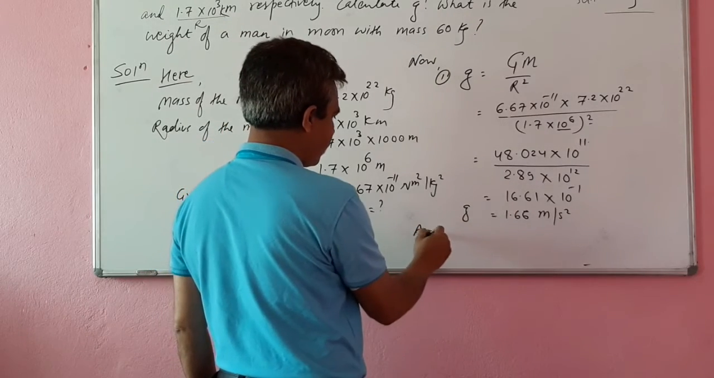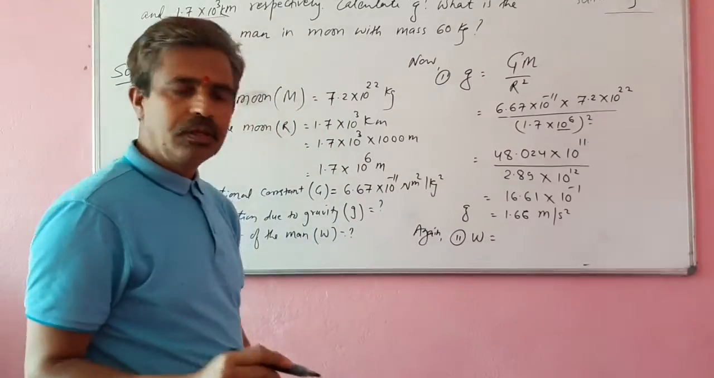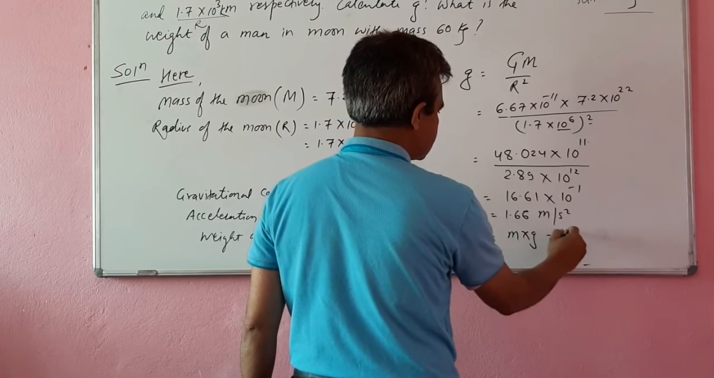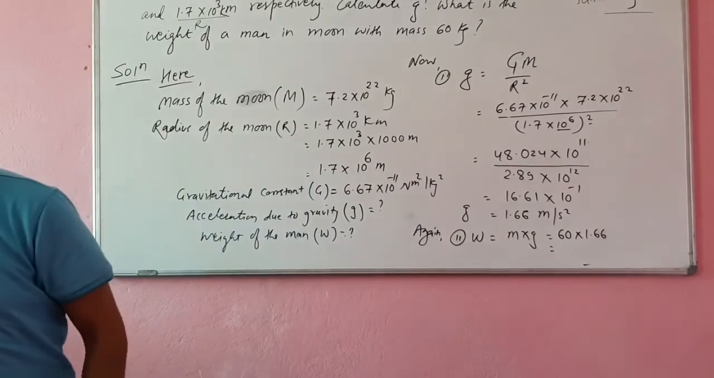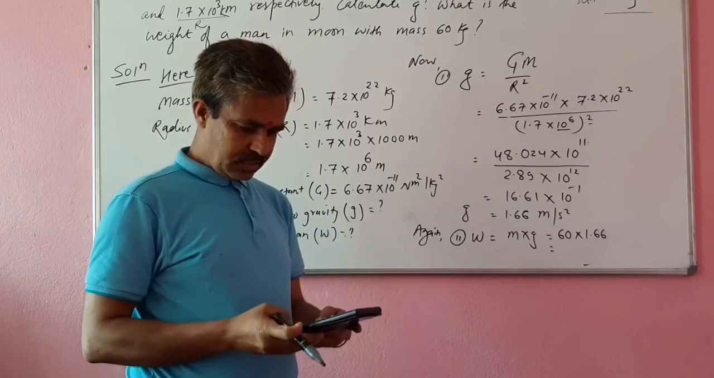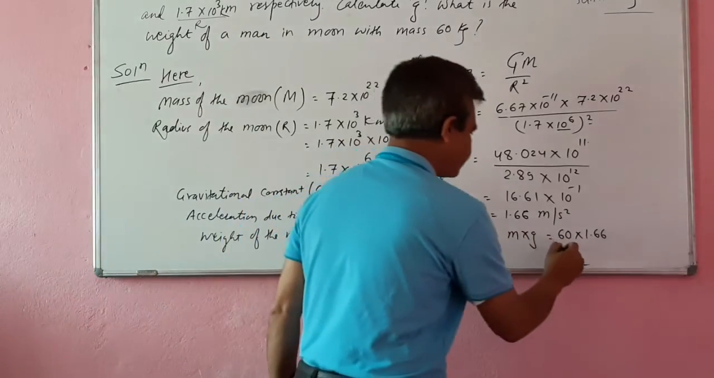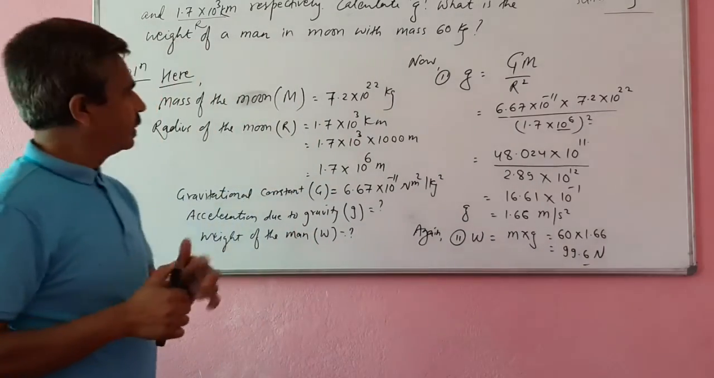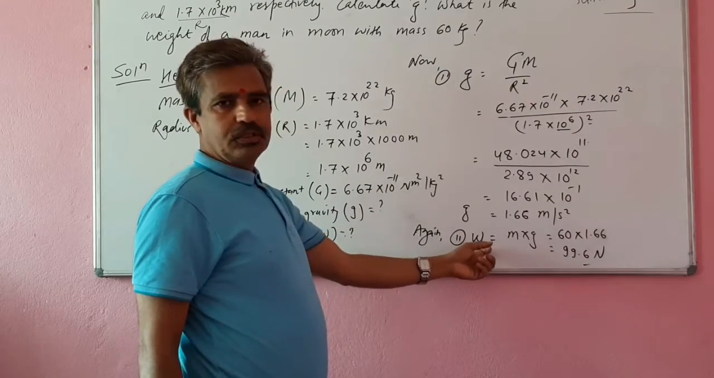Again, W. What is the formula of W? Weight equals to m multiplied by g. M is 60 multiplied by 1.66. How much does it come? Let's multiply. 60 multiplied by 1.66, 99.6 Newton. Students, what did I do? I calculated the value of small g and calculated the value of W.